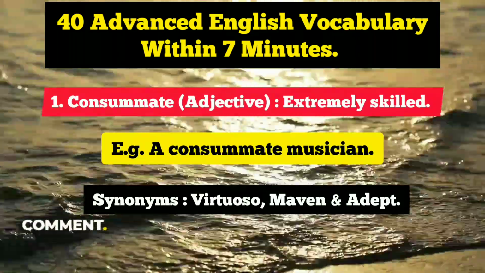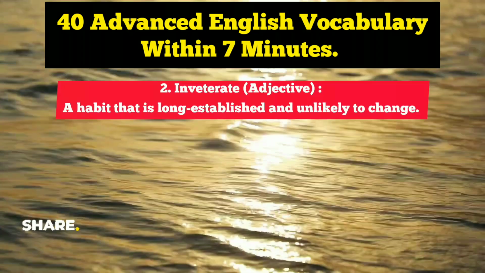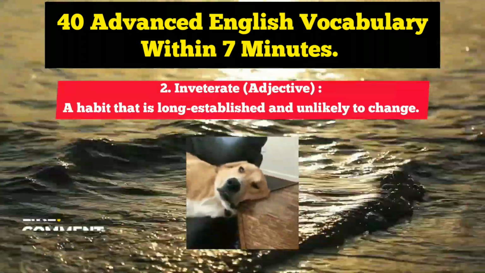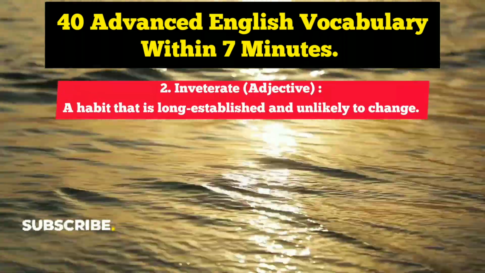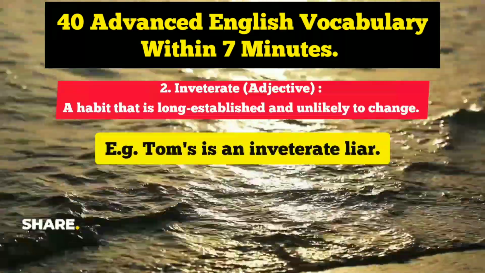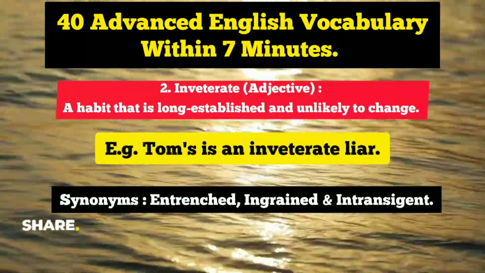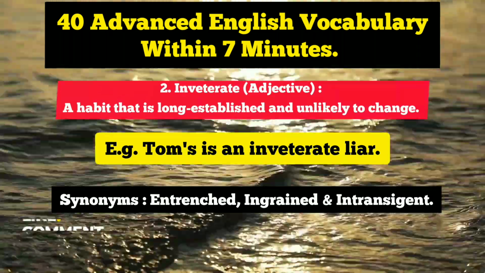Up next we are going to concentrate on the second advanced English vocabulary for today, that is inveterate. Inveterate is an adjective and it means a habit that is long established and unlikely to change. As you see the example, Tom is an inveterate liar. So we can use 3 synonyms. The first is entrenched, second is ingrained, and the last is intransigent.